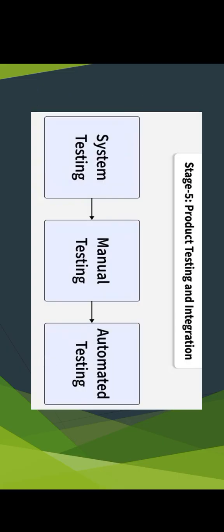In unit testing, it verifies individual components. Integration testing ensures modules work together. In system testing, we validate the complete system. UAT means user acceptance testing. Finally, it confirms whether the business requirements are met or not. Output is test cases, defect reports and quality metrics. In the stage 5 product testing and integration diagram, system testing goes to manual testing and finally automated testing.